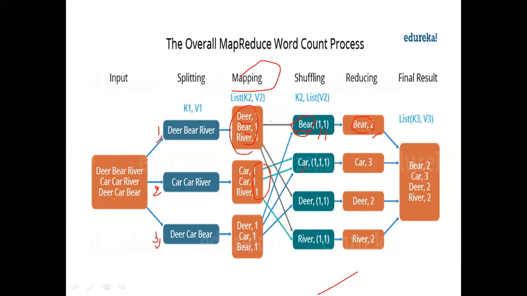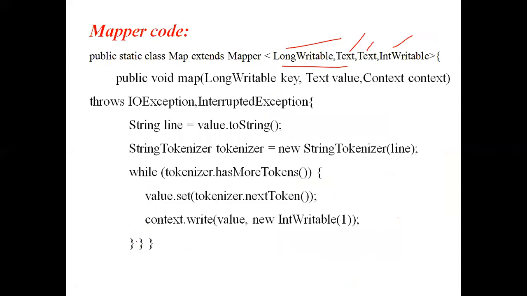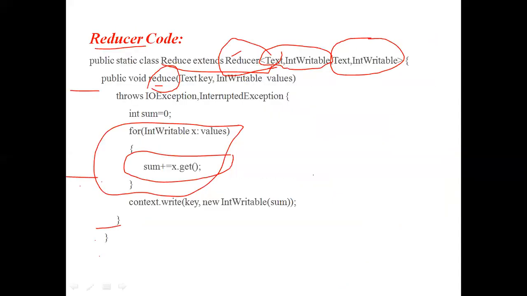When the key is car, the output value is 3. Why? Because 0 plus 1 is 1, 1 plus 1 is 2, 2 plus 1 is 3. For deer, 2. For river, 2. That work is going on here. For each x in values, immediately after finding the sum, we are displaying that one.